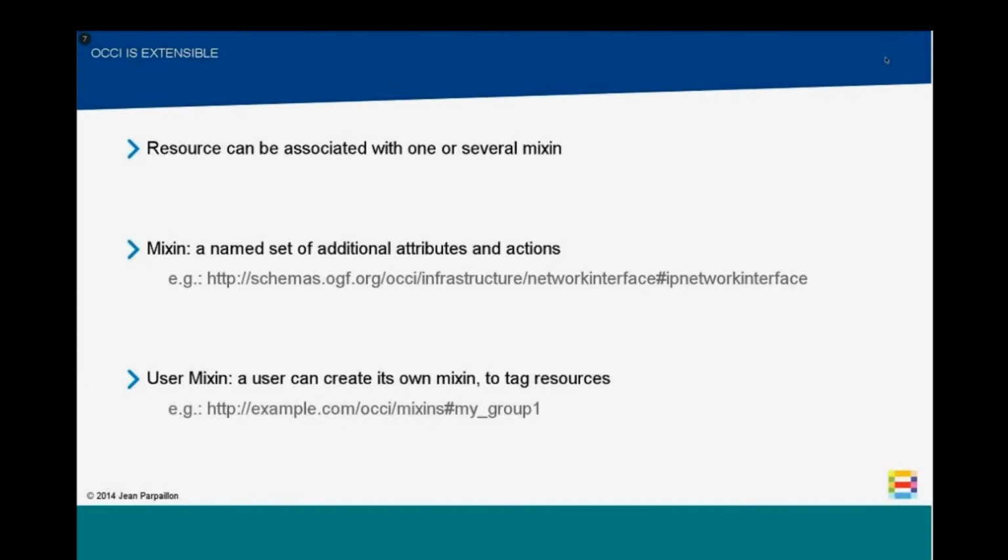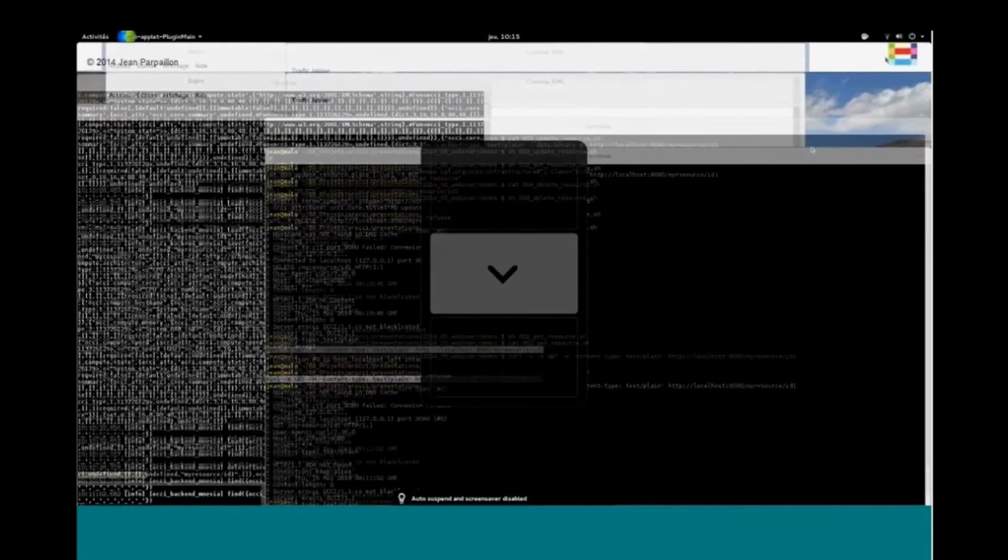There's another way to extend OCCI resources. A user can create a mixin which will not have any attributes or actions, but just a name. And this name will be associated with resources, which allows tagging resources. I will show you an example.